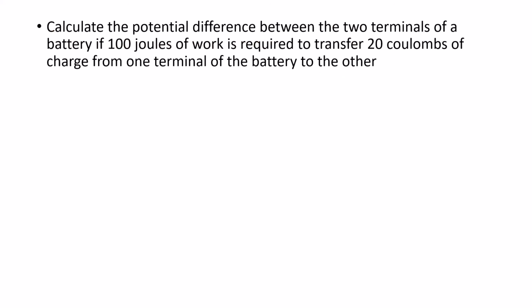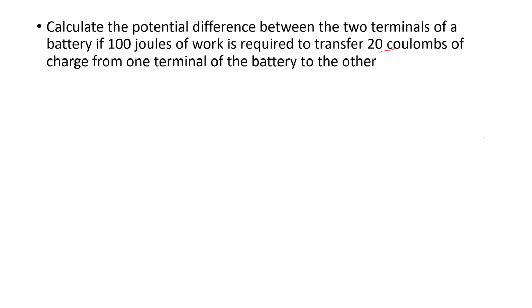Calculate the potential difference between two terminals of a battery if 100 joules of work is required to transfer 20 coulombs of charge from one terminal of the battery to the other. The potential difference between the two terminals of the battery means it is equal to the work done in moving a unit positive charge from one terminal to the other. And we know the formula connecting potential difference, work done, and the charge.